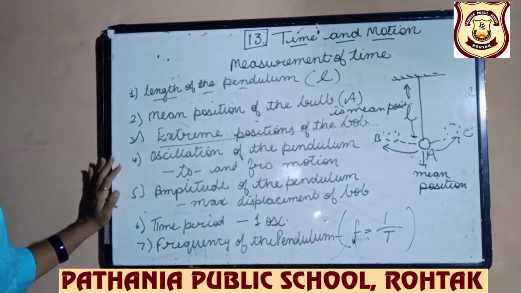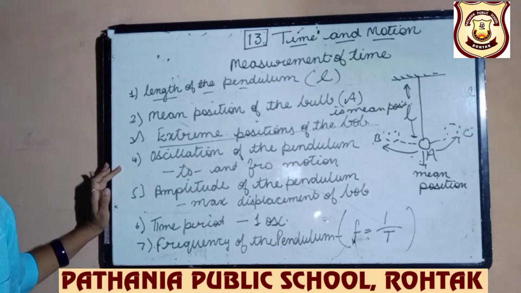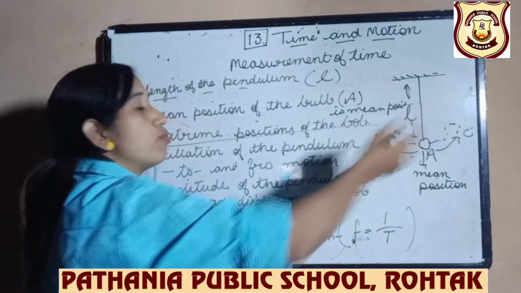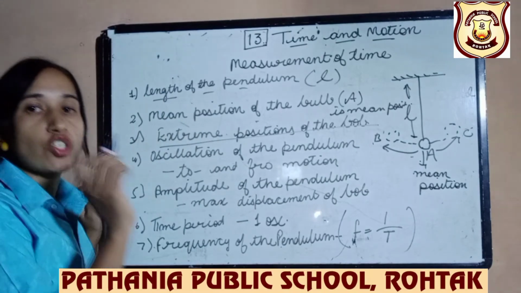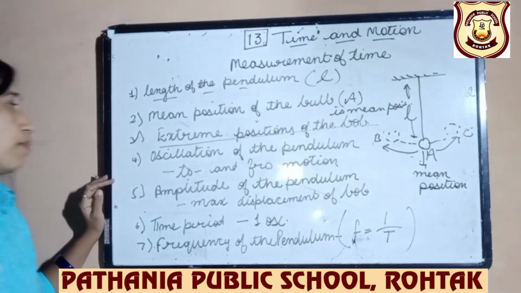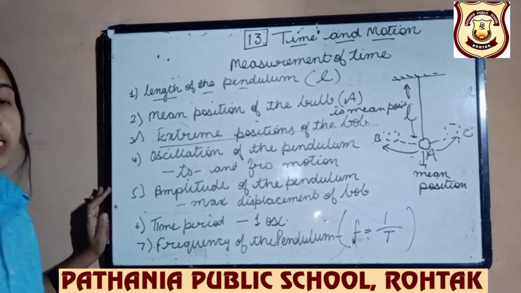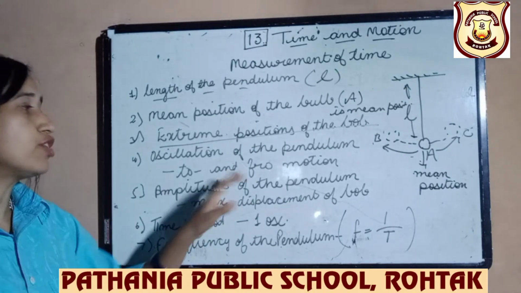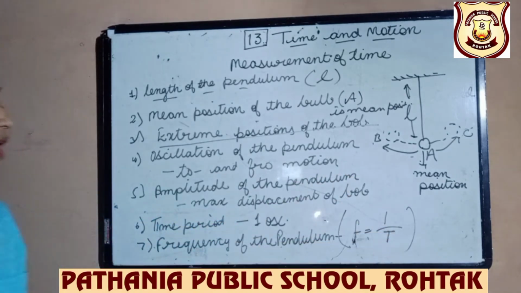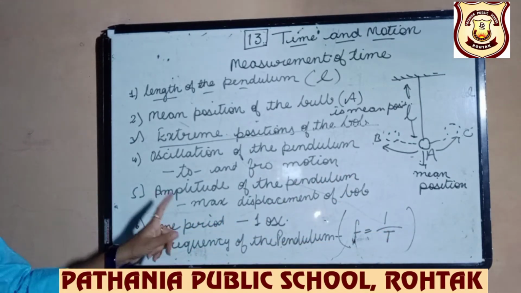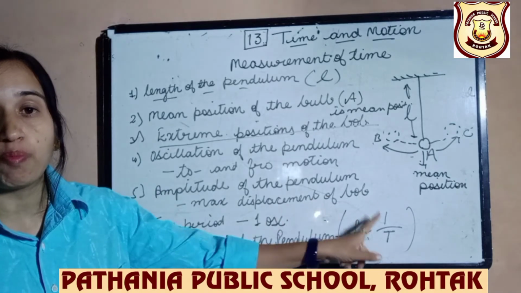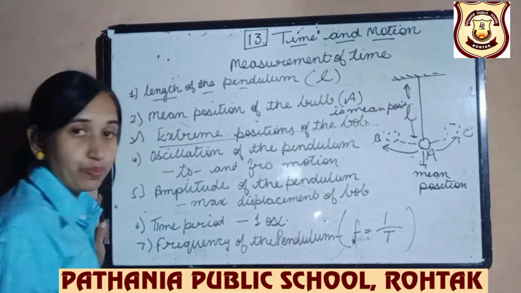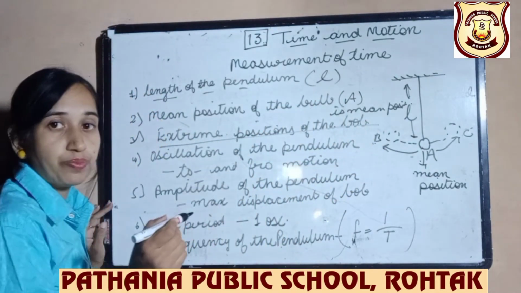One complete to and fro motion of the bob about its mean position is called oscillation. Its mean position से to and fro motion, what it is covering, it is called oscillation of the pendulum. So to and fro motion we are considering in this. Okay. Next, fifth point I am taking is amplitude of the pendulum. What is the amplitude? Maximum displacement of bob from this mean position to the extreme position.